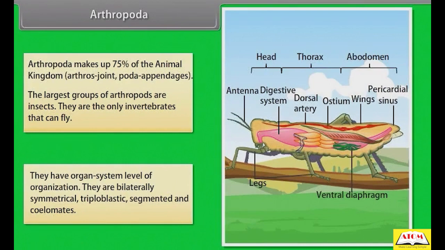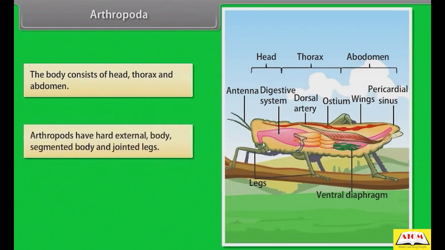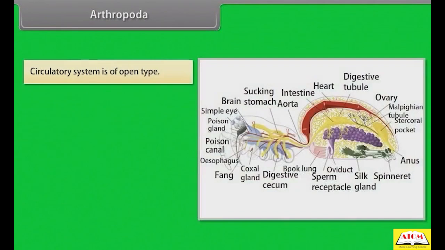They are bilaterally symmetrical, triploblastic, segmented, and coelomates. The body consists of head, thorax, and abdomen. Arthropods have a hard external body, segmented body, and jointed legs. Respiratory organs are gills, book lungs, or tracheal system. Circulatory system is of open type.